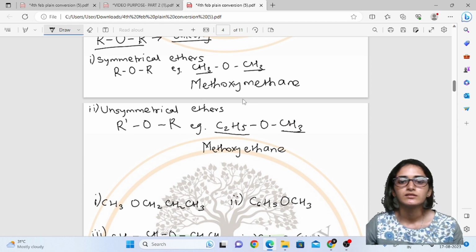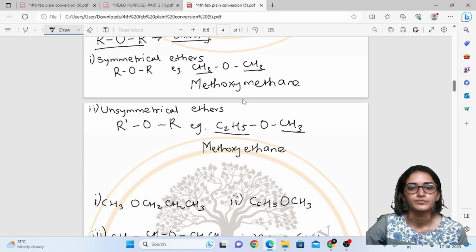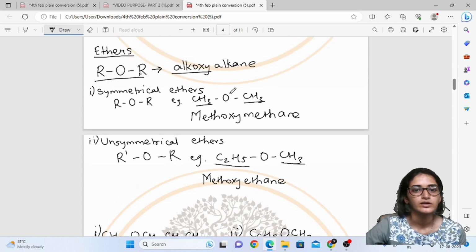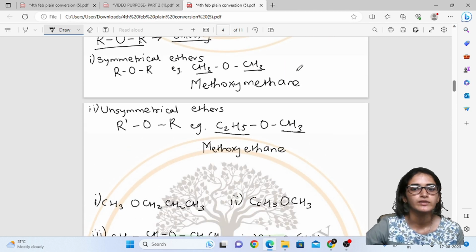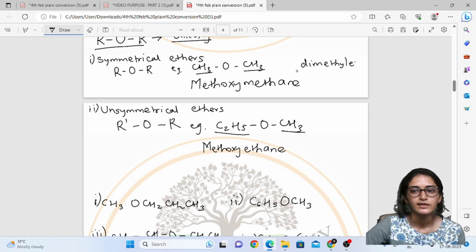And here, the common name of ethers: if I take an alkyl group in general, the common name will be dialkyl ether. So the common name is dialkyl ether, and according to that the name will be dimethyl ether.